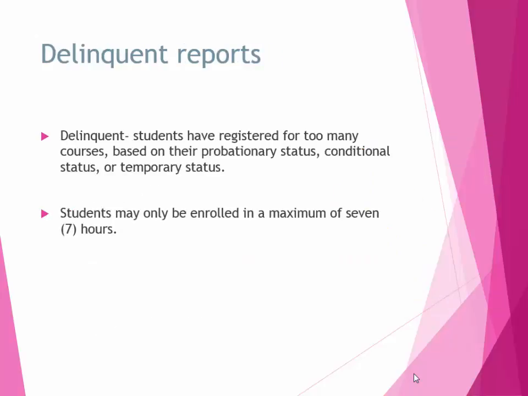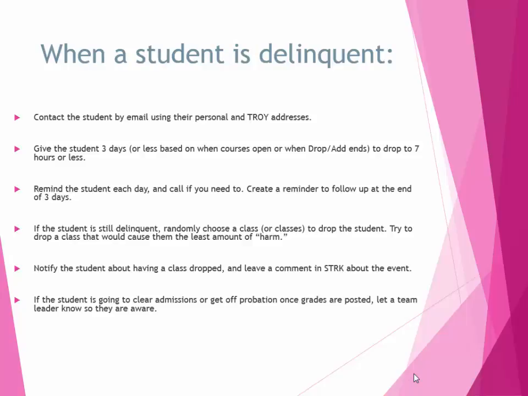That brings us into delinquent reports, and delinquent reports are basically when you have students who are registered for too many semester hours based on their status, and that can be probationary, conditional, or temporary. So for our undergraduate students, that means you get a maximum of 7 hours for the term until your status is changed to unconditional. So when we see this, we want to call them, we want to email them using their personal and Troy email addresses.